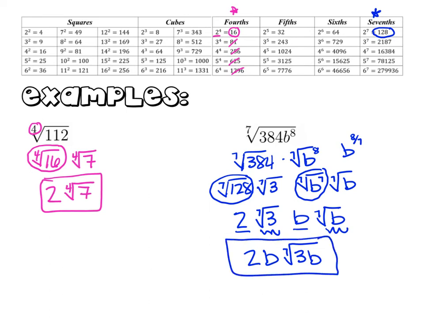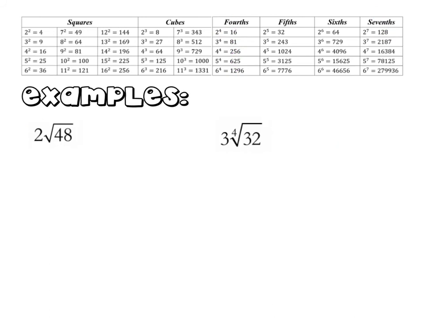Last but not least, what do I do if there's a number in front of the radical? So not the index, not the small number that tells me which root it is, but a whole number that's in front of that radical, right? Well, if there's no symbol in between, it means we're multiplying. So basically, I treat the square root of 48 just like before, and then when I'm done, I multiply it by 2, right?